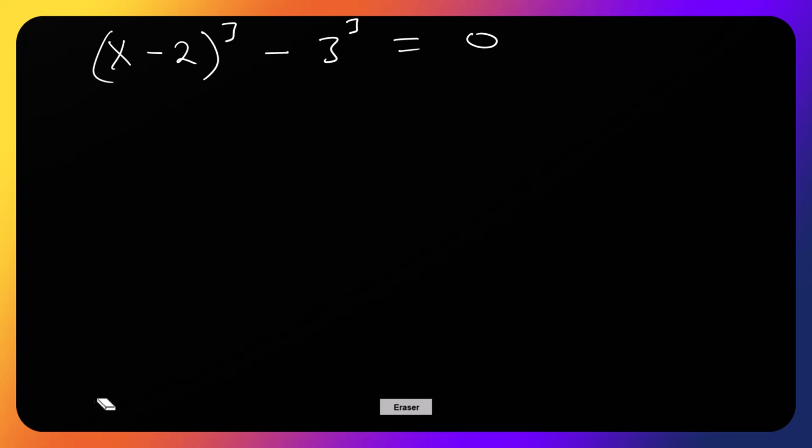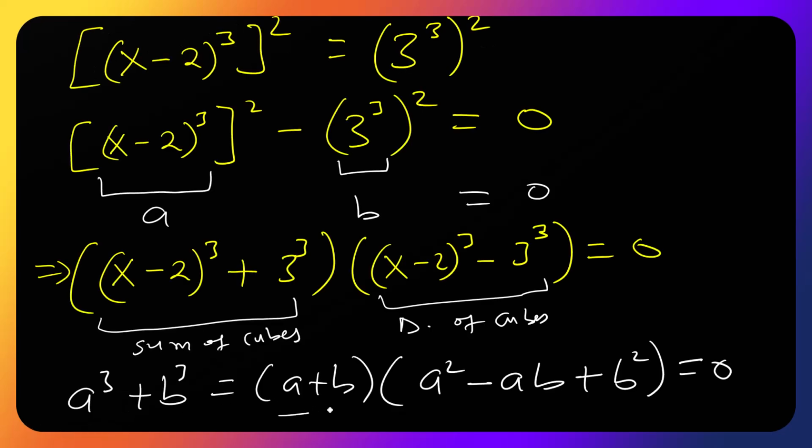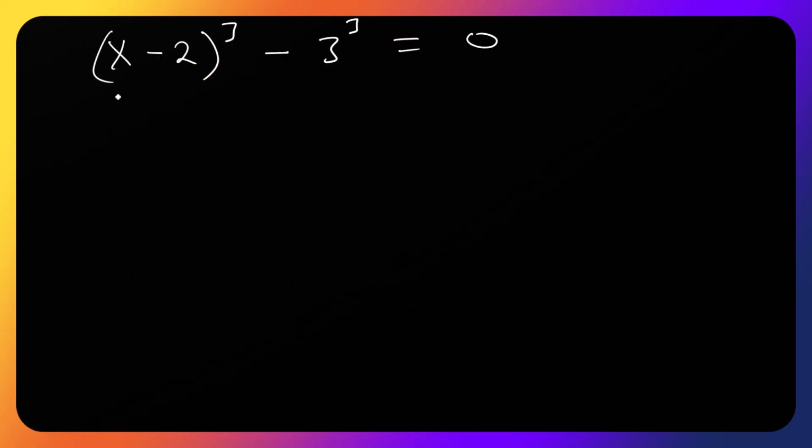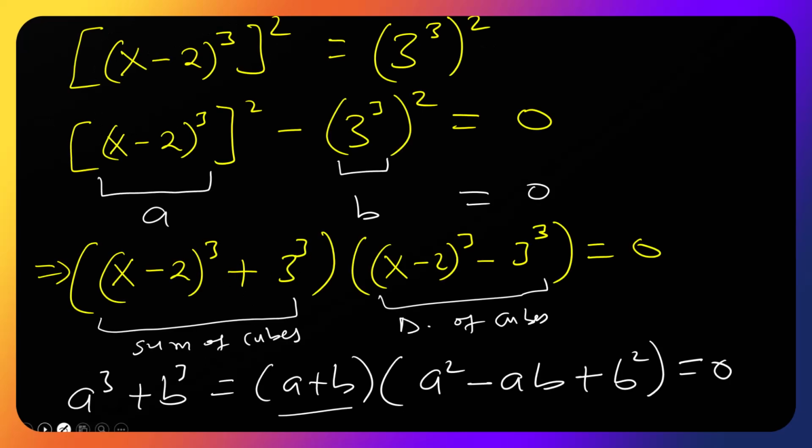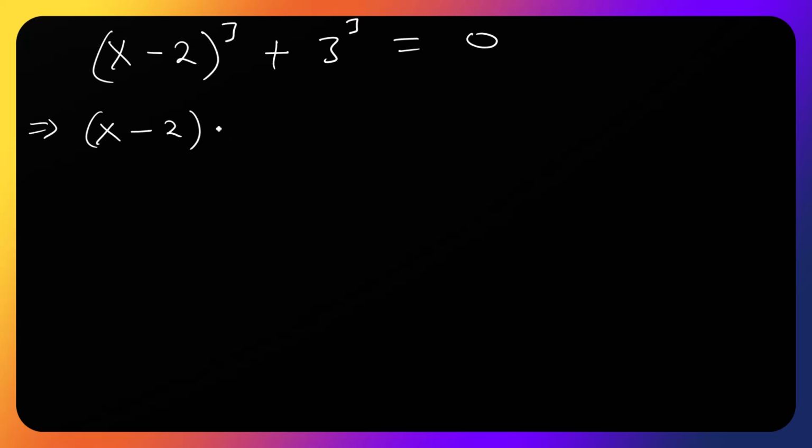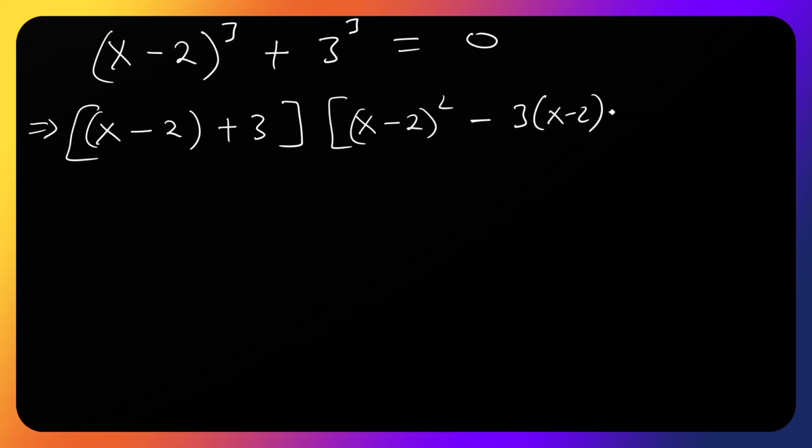So based on what we have here, a plus b, so that will be x minus 2. Oh, sorry, this side is plus. We are dealing with the first one, so that will be this plus this. That is the first one, and we have the square of this, (x minus 2) squared, minus the product 3 times (x minus 2), plus 3 squared, equal to 0.